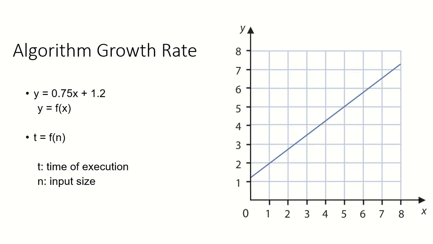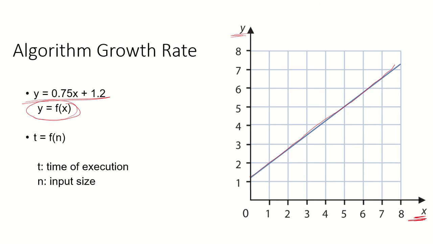Here you have a graph where on the x-axis you have the x variable and on the y-axis we have the y variable. There is a straight line over here, and how can we define the relationship between y and x? It is a linear relationship, and we can say y is equal to 0.75x plus 1.2. So we say y is a function of x.